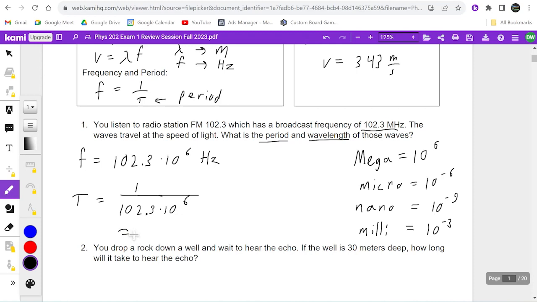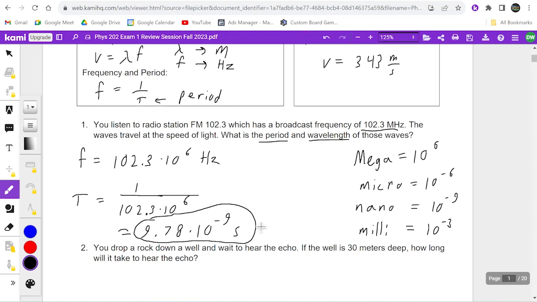And if you plug this in a calculator, you'll get a period of 9.78 times 10 to the negative 9th seconds. So pretty safe to say, very fast, because it's taking place in a nanosecond, basically. We can't even see that with our naked eye.